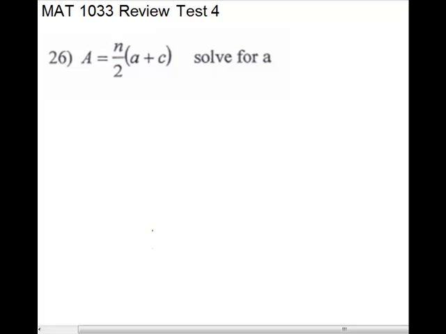MAT 1033, Review for Test 4. Problem 26. This is a formula problem, and we are going to solve for the variable a. So we're going to isolate the a.